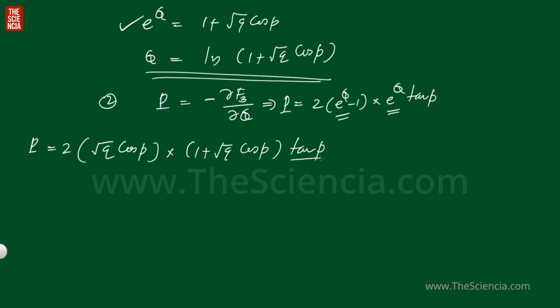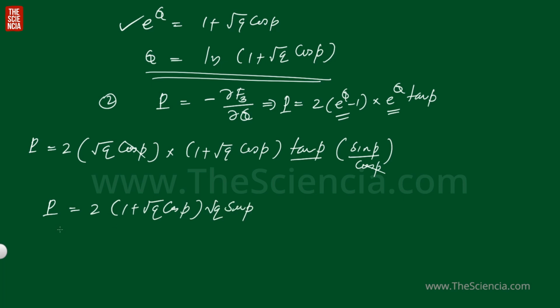And here what is this tan p? Tan p is nothing but sin p by cos p. So this cos p and this cos p will cancel, and remaining we get capital P equal to 2 into (1 plus root q cos p) into root q sin p. So now we got LHS completely in the new coordinate system and RHS in the old coordinate system.